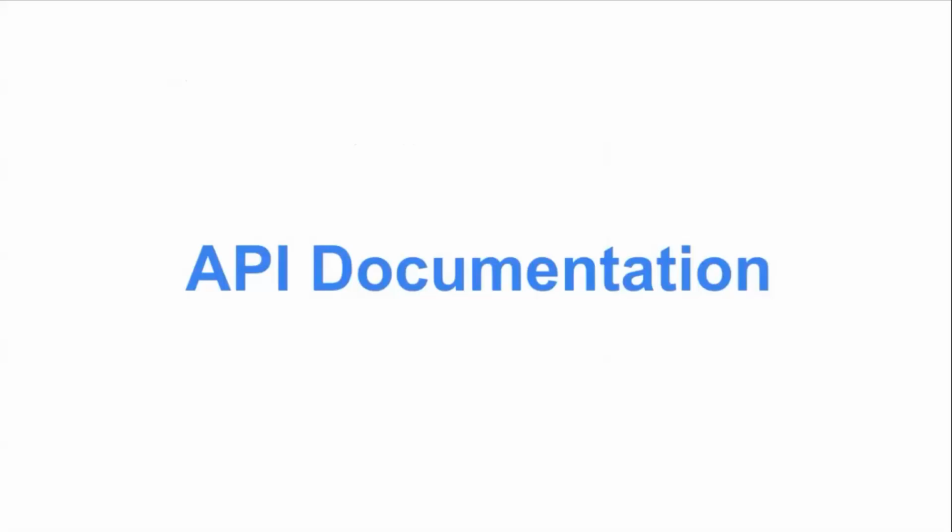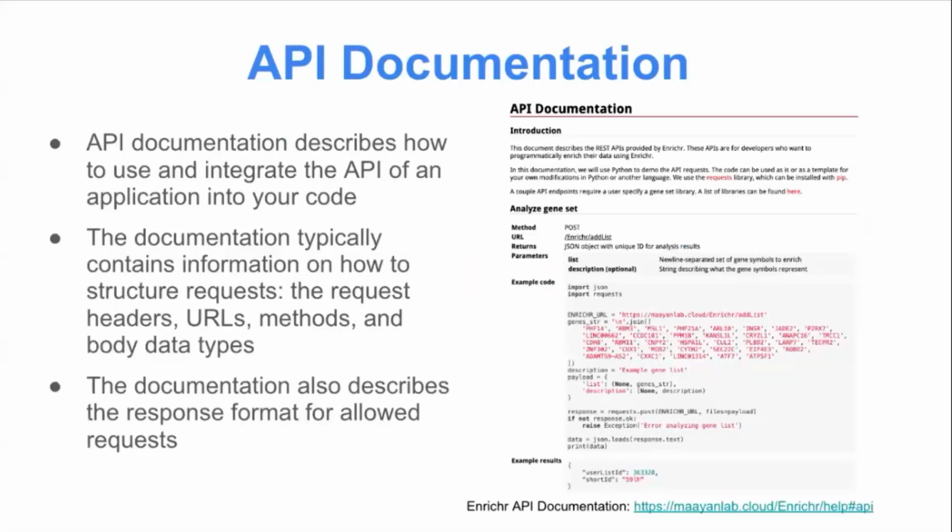Now I will be going through how to read and understand and use API documentations. An API documentation is a page that describes how to use and integrate the API of an application into your code. And so this documentation typically contains information on how to structure requests. So things like the necessary request headers, the request URL, the methods, and the body data types.